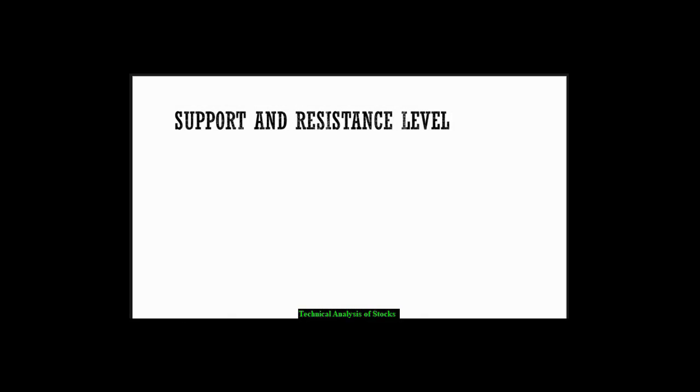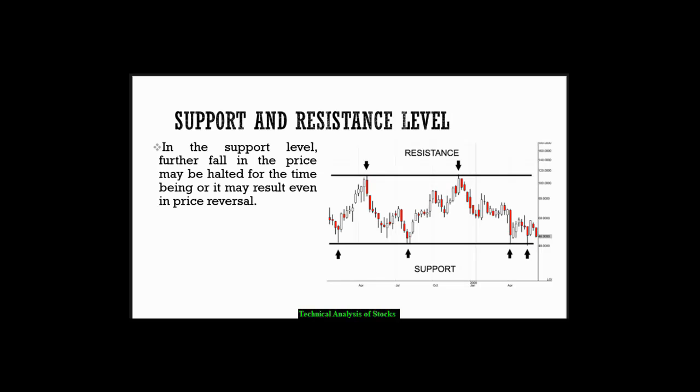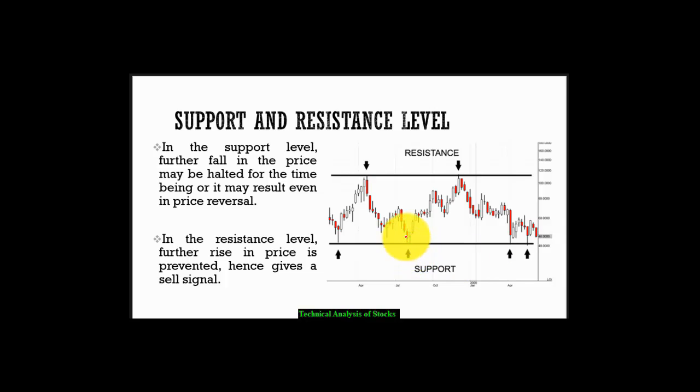There is a support and resistance level as well. Support and resistance levels are the levels beyond which the share price is not expected to move. Support level is the level of the price where the stock price does not fall beyond that level. On the other hand, the resistance level is the level beyond which the rise in the share price is not expected. So support levels give you the buy signal, and resistance levels give you the sell signal.